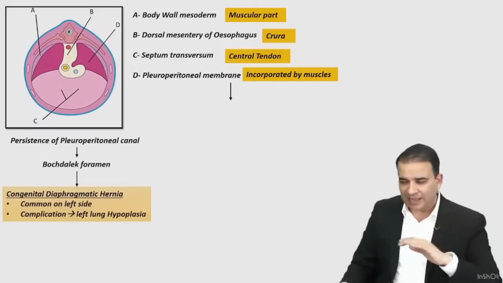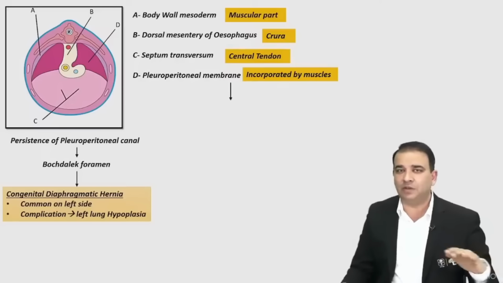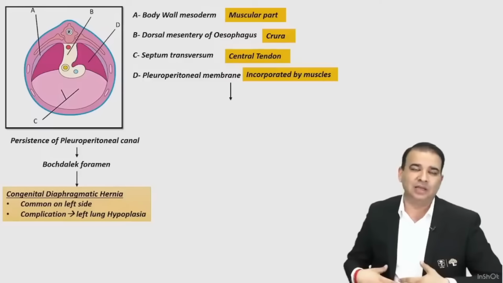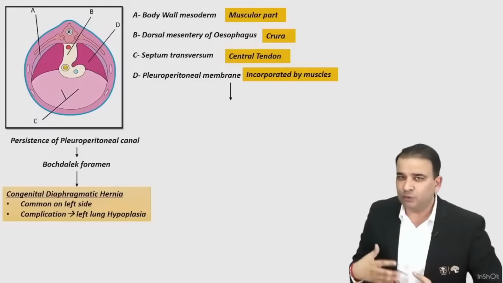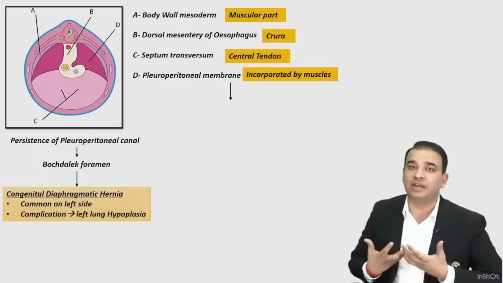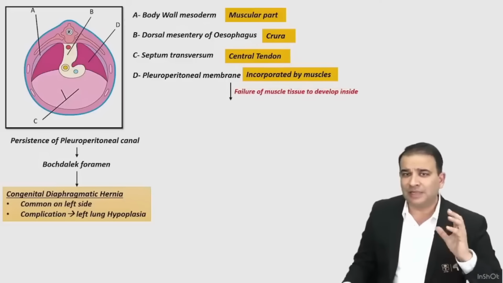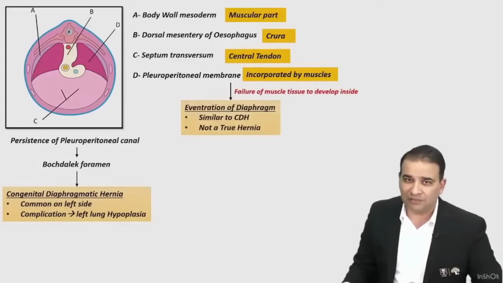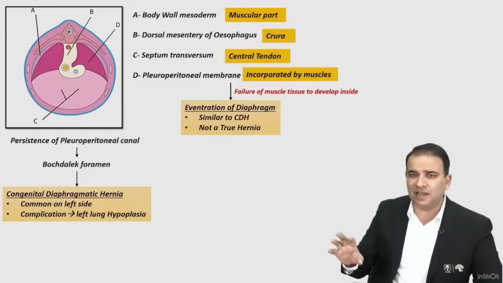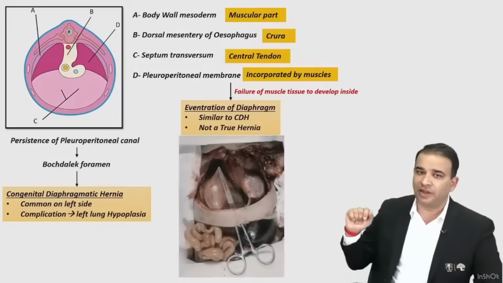Then obviously there will be a very thin membrane separating the abdominal cavity, and that membrane is not good enough to stop the contents of the abdominal cavity from herniating above. Though it is not a true hernia, that is called eventration of the diaphragm, which is similar to CDH, congenital diaphragmatic hernia, but it is not a true hernia.